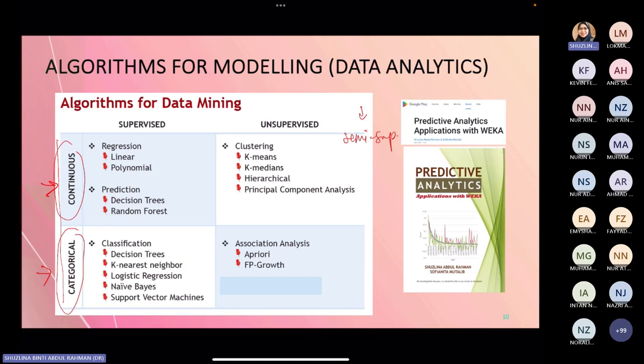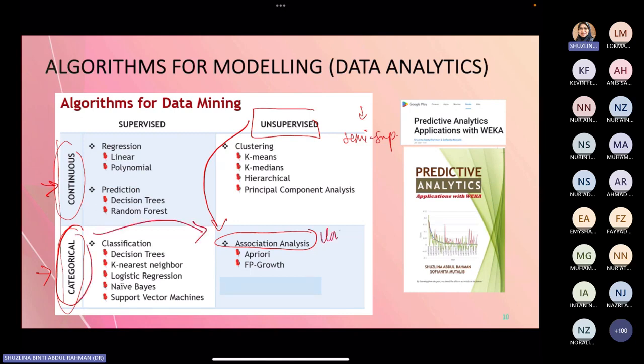Today we want to discuss association analysis. As you can see here, association analysis falls under unsupervised, and it is mainly used for the categorical task. So it is unsupervised and for the categorical task. These are the basic things about association analysis.